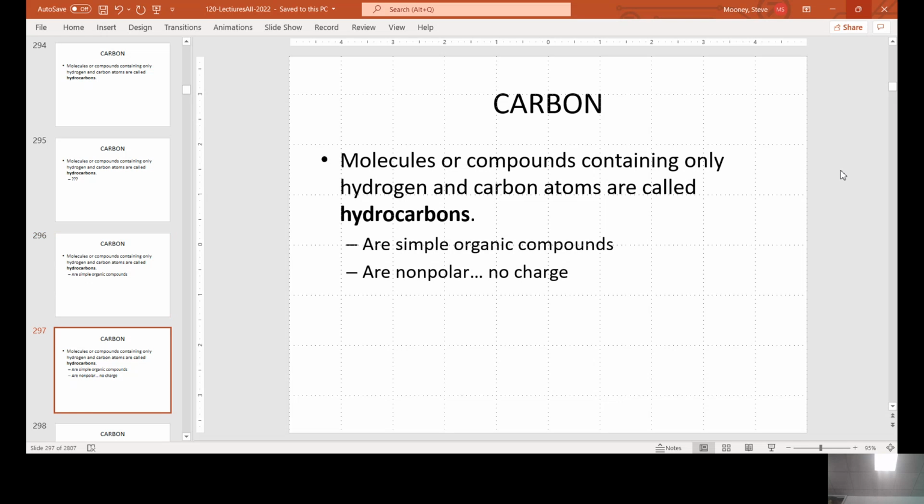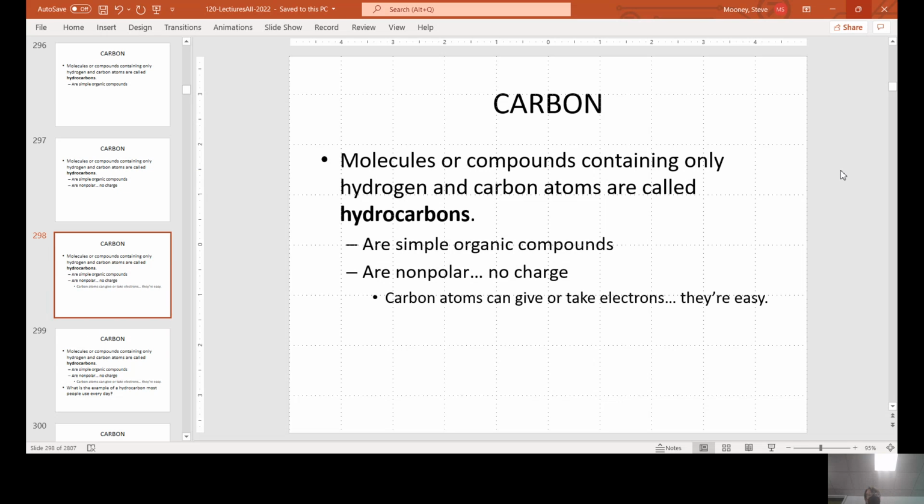They have no charge to them. The hydrogens and the carbons all share electrons equally. They're not pulling them in one direction or another, so you don't get that polarity that you do in water. Oxygen loves those electrons. It's going to make that oxygen a little bit more negative. Carbons, I can take them or leave them. Use them, not use them. So there's no charge with those. They can give or take those electrons.